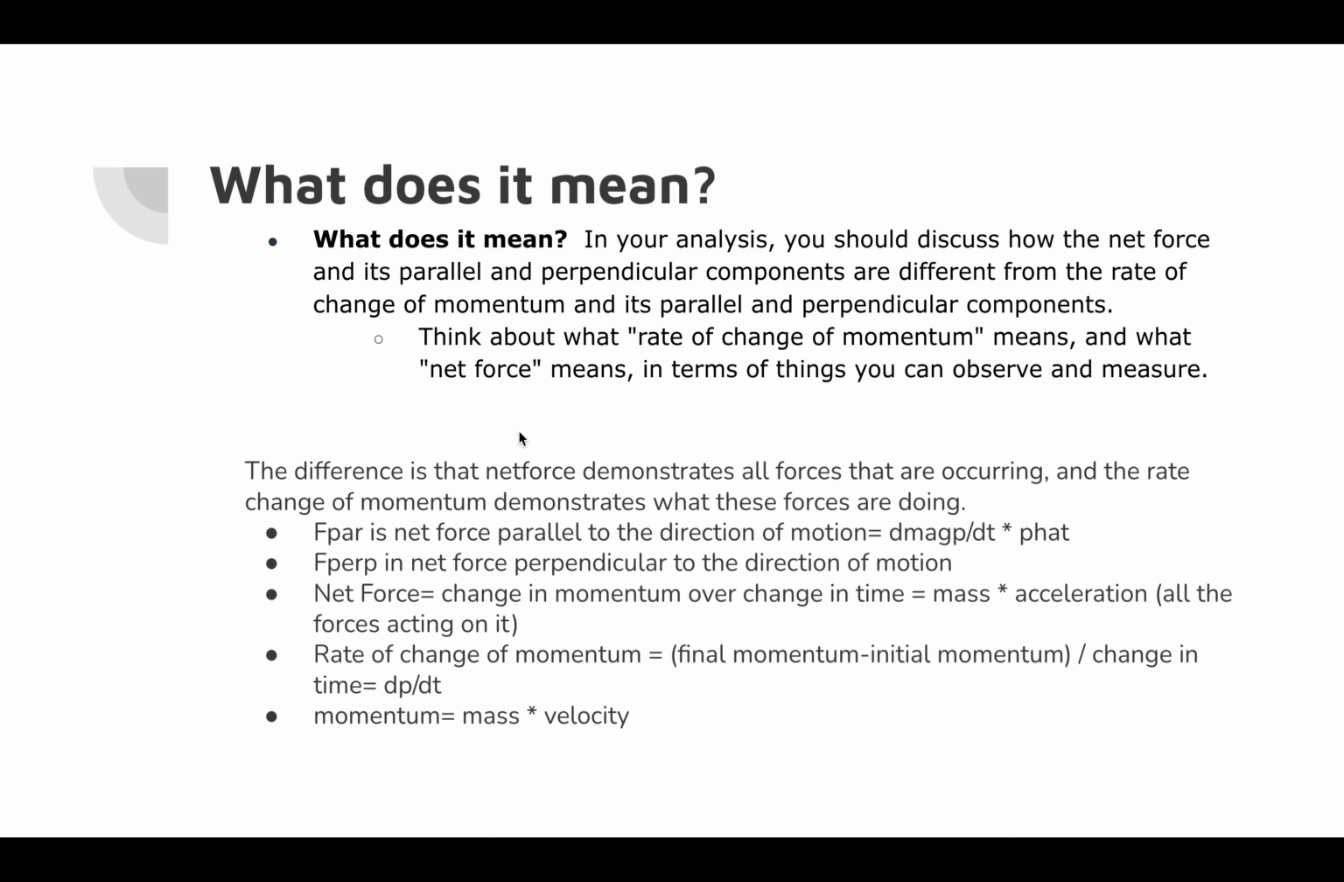So what does it mean? You discussed how the net force and its perpendicular components are different from the rate of change in momentum. Okay, so the difference is that the net force demonstrates all the forces that are occurring, potentially the spring force, potentially the drag force, and the rate of change in momentum demonstrates what these forces are doing. So F parallel is the net force parallel to the direction of the motion, equal to the magnitude of dp dt times p-hat, and the F perp is the net force perpendicular to the direction of motion. And we know that net force is the change of momentum over change of time, so mass times acceleration, and it demonstrates all the forces that are acting on it.